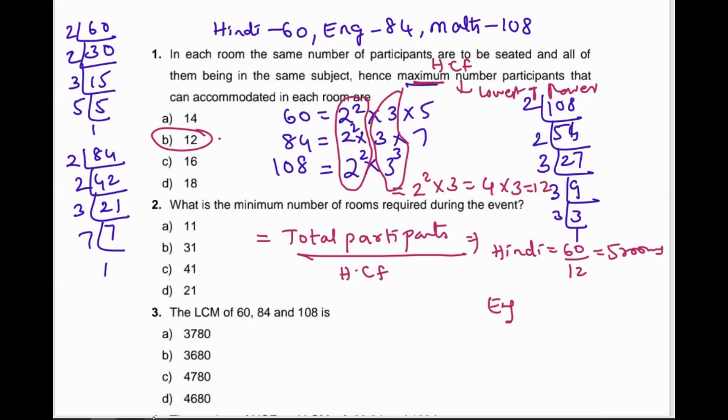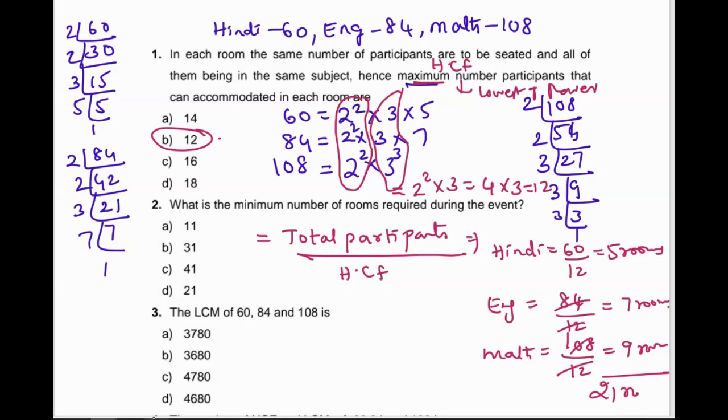Then English we have 84 participants and 12 in each room. That will be how many rooms? It will be 7 rooms. Then next one is math. For math we have 108 divided by 12, that is 9 rooms. So now we want to find the total number of rooms. We just add 9, 10, 16, 21 rooms. So they require 21 rooms. That is your option D.